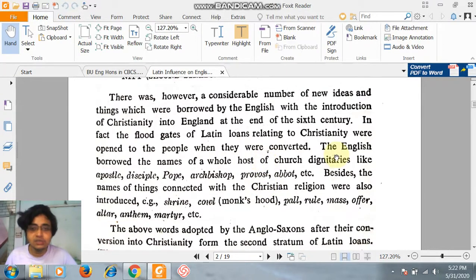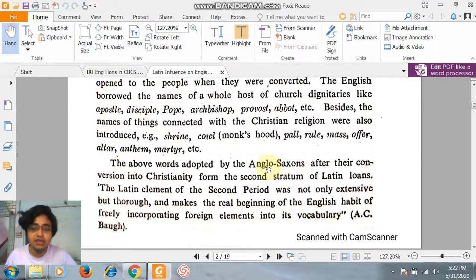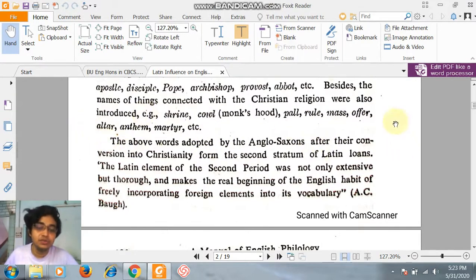Some of the important words after the introduction of Christianity are these: the English borrowed the names of a whole host of church dignitaries like apostle, disciple, pope, archbishop, provost, abbot. So these are some of the hierarchical positions in the church, and the English people borrowed these from the Latin language. Besides, the names of things connected with the Christian religion were also introduced, for example various proper nouns and common nouns, like shrine, like cowl, the monk's hood, monkera je tupid moto pore thake cowl bole, pal, rule, mass, offer, altar, anthem, martyr. So these are some of the words that have been borrowed into the English language from Latin sources.